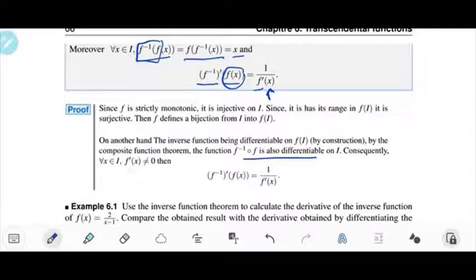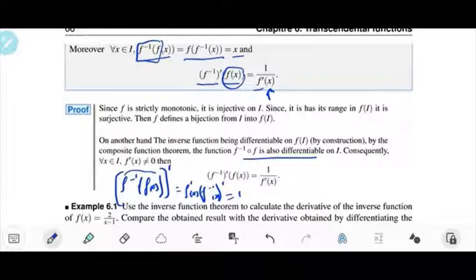if f prime of x is different than 0, then the derivative of f minus 1 prime at f of x is 1 over f prime of x, because in fact if you differentiate f minus 1 of f of x, prime, using the theorem of differentiation for composite functions, it will give you f prime of x times f minus 1 prime of f of x. And since this function is the identity, the function that for all x corresponds x, its derivative is equal to 1. So taking this term down in here, we'll have the theorem result.